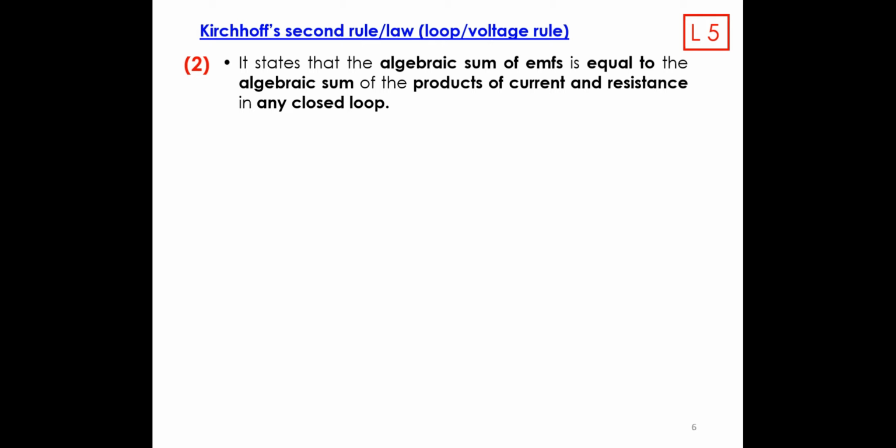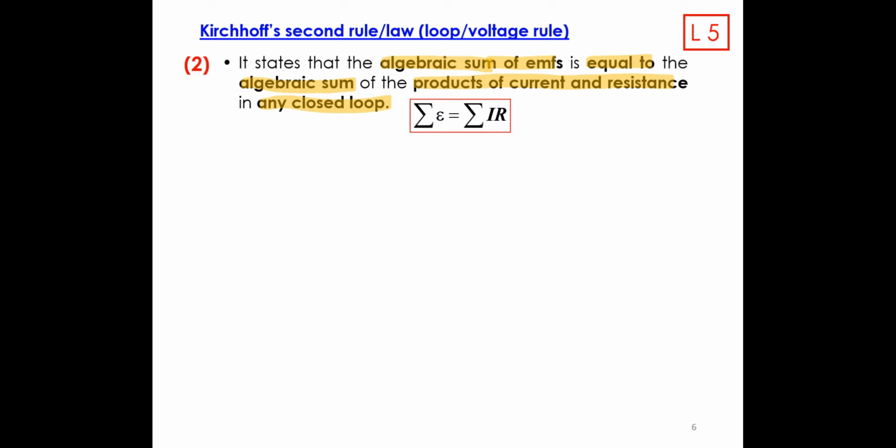Our second statement: because Kirchhoff's first rule and second rule each have two statements. For the second statement, we can use this one. It is stated as the algebraic sum of EMFs is equal to the algebraic sum of the products of current and resistance in any closed loop. You can use either the first or second statement.